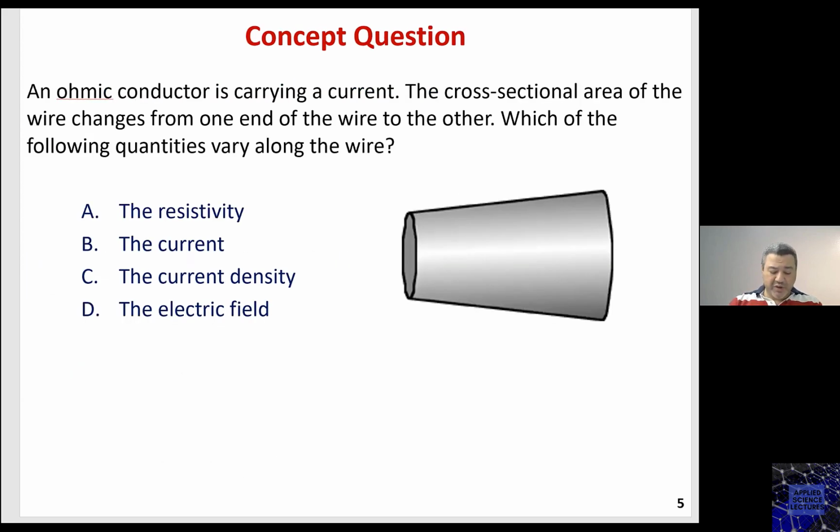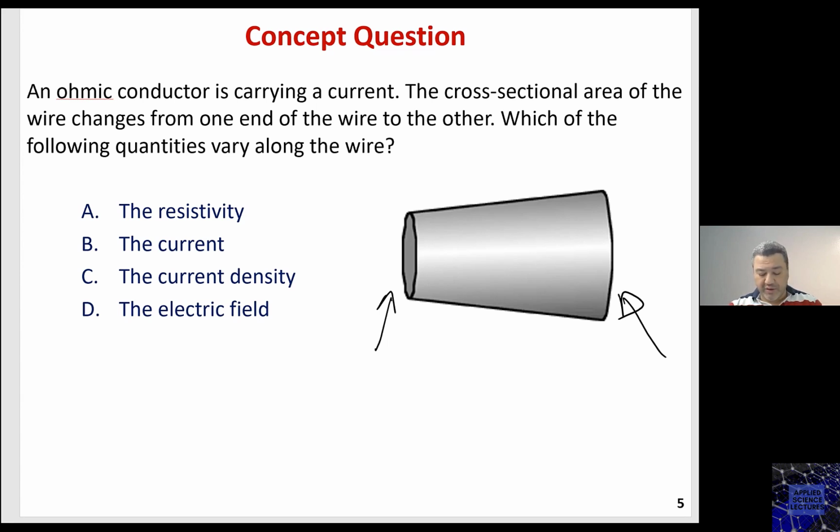Now let's look at this question here. If we have an ohmic conductor, this is a conductor carrying a current. The cross-sectional area of the wire changes from one end. As you can see, this cross-section is increasing along the wire till it becomes this cross-section. Which of the following quantities vary along the wire?